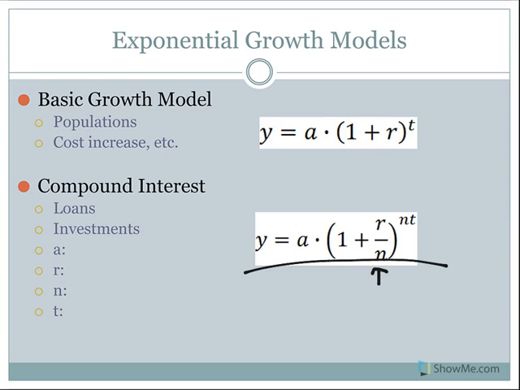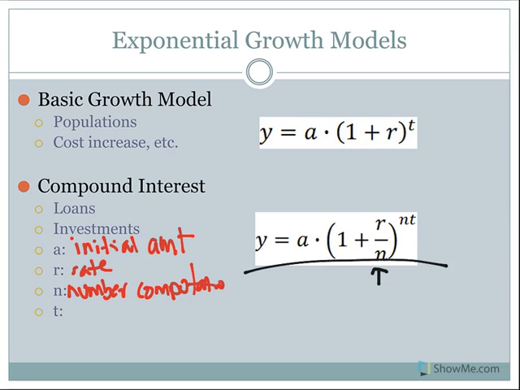So again, to recap here, A is going to be our initial amount. This is what you're starting with: the cost, the population, the value, the amount of the loan, whatever this is. R, of course, is going to be our interest rate, and this is a percentage, which you need to turn into a decimal. N is the number of compounds or computations per year.